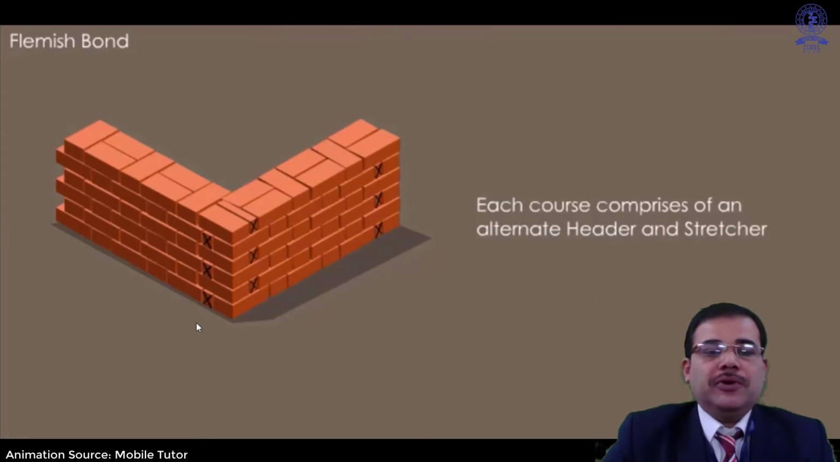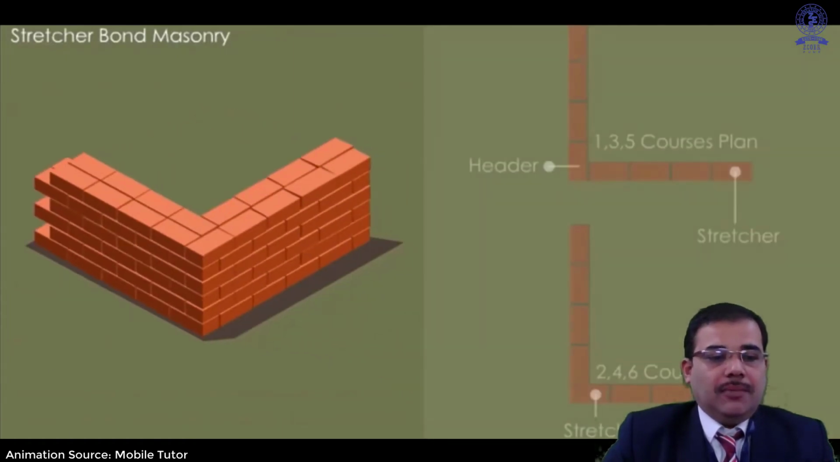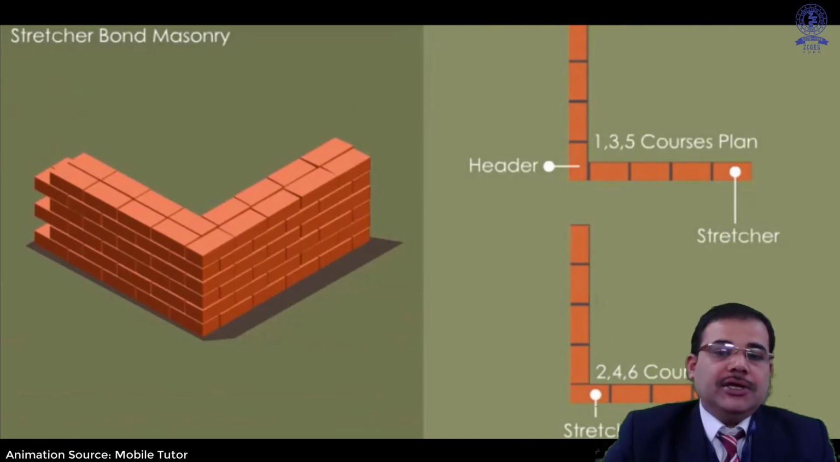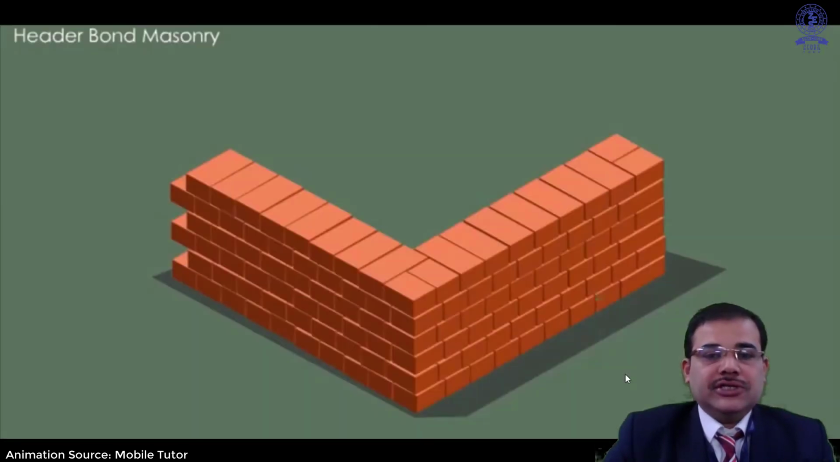Now in case of English bond and Flemish bond, you can go for the 1 brick thick wall or 1.5 brick thick wall and 2 brick thick wall, like that, and accordingly you need to. So this is a case of a 6 inches wall thickness with stretcher bond, and there will be the header one at the corner. Same way, this will be the alternate courses in case of stretcher one.